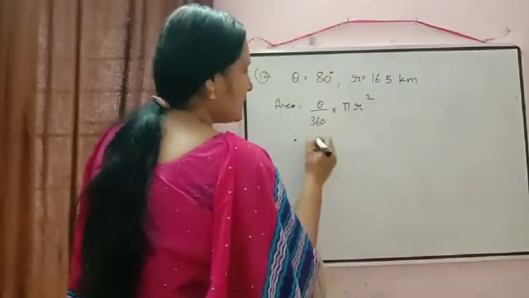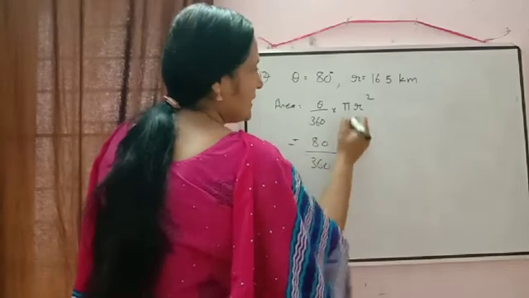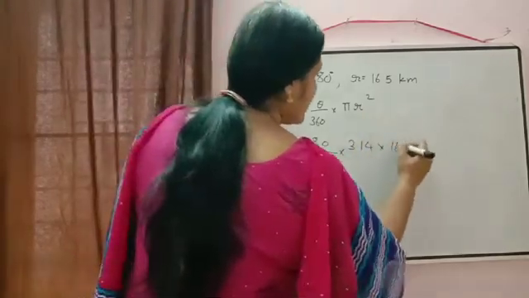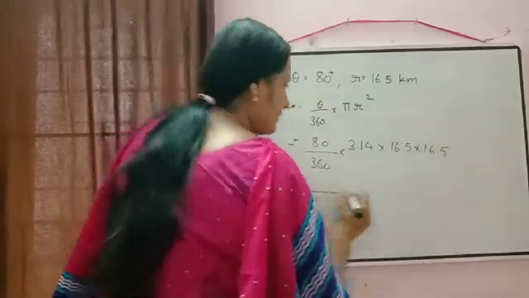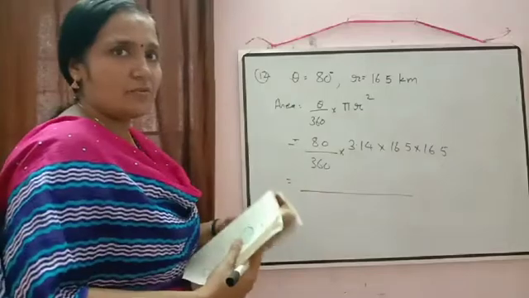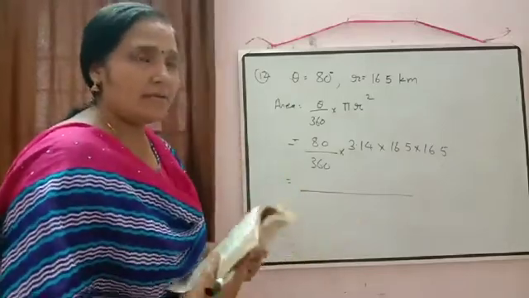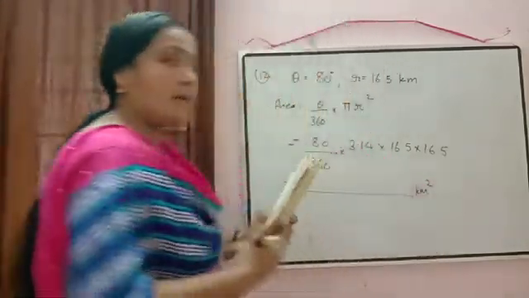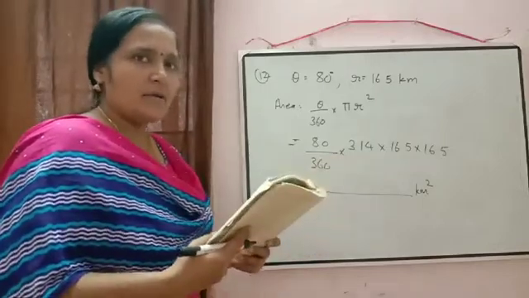Substitute the value of our theta is 80. So 80 by 360 into, in place of pi, 3.14, radius is given 16.5 into 16.5. Rest all the calculations you do by yourself. And what will be the area? Unit will be equal to kilometer square. So I hope these all calculations you can do by yourself.